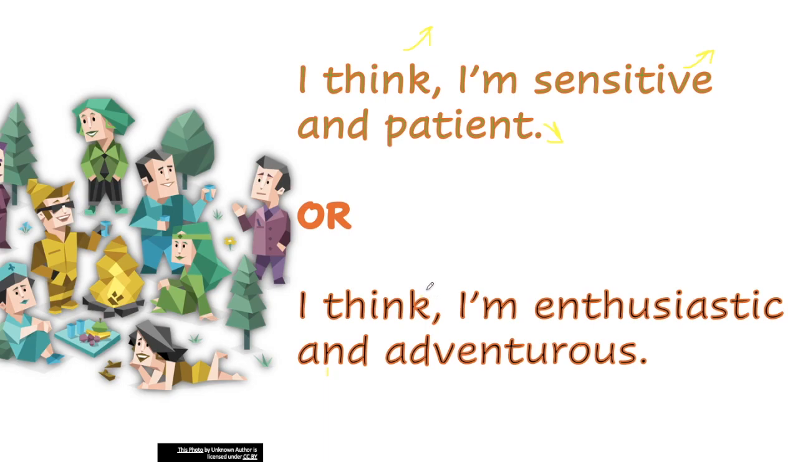Or you can say, I think I'm enthusiastic and adventurous. I'm enthusiastic. I'm enthusiastic and adventurous. Enthusiastic, like excited, happy. Adventurous, like doing things that are a little dangerous. So like car racing is one of that, mountaineering is difficult as well, or like bungee jumping.